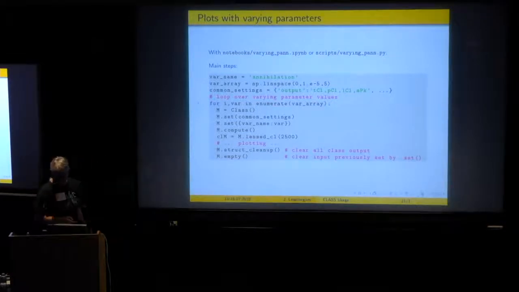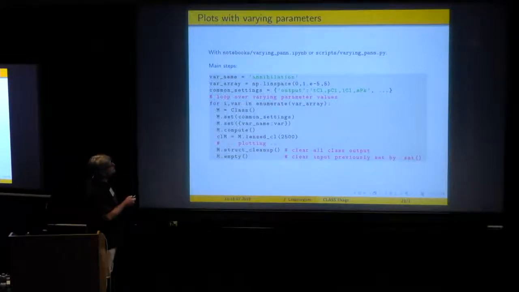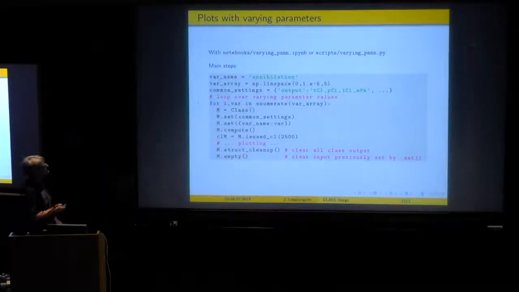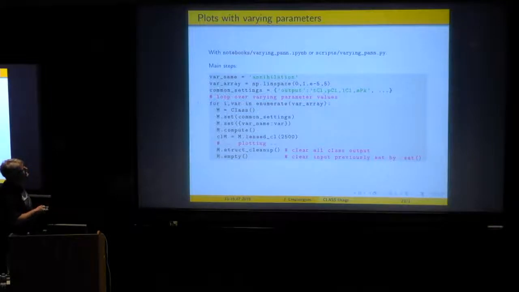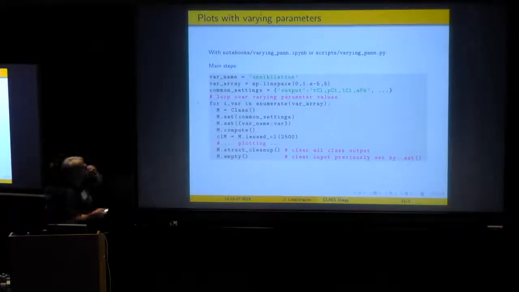Okay, so the first line gives the name of the parameters that we want to vary, and in this case, it's annihilation. It's, of course, a name in the CLASS syntax. So you could write here omega b in the CLASS syntax, or whatever else, or A_s, n_s, okay. Then I define the array of values that I want to try in order to get this plot with different values.